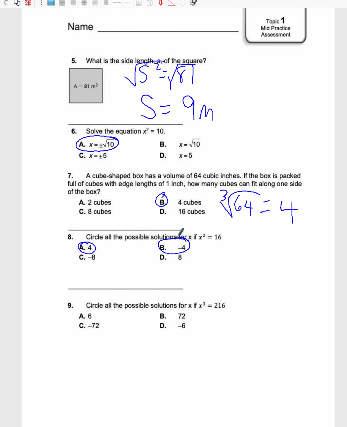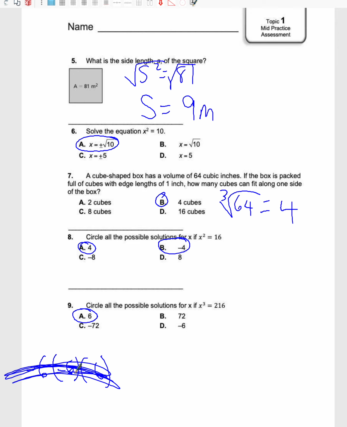What about the cube root of 216? 6 and negative 6, because the cube root of 216 is 6, because 6 times 6 times 6 is 216. But it can be positive or negative. No, it can't, because that's 3 negatives. It would be negative 6 times negative 6 times negative 6. Two negatives make a positive and then a third one makes it back to negative. So this is incorrect. All right, so make sure on numbers 8 and 9 that you're looking at the signs.